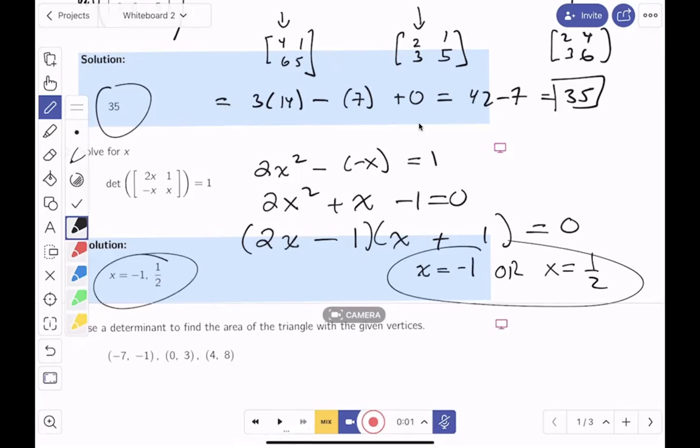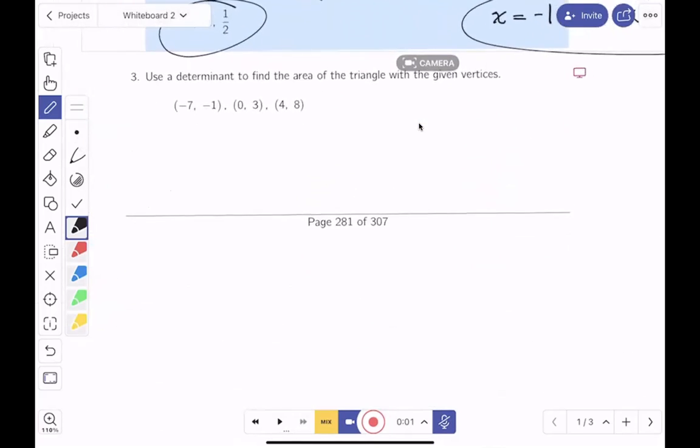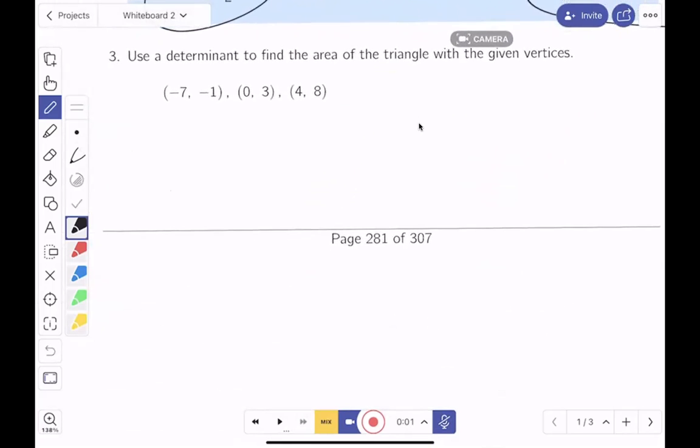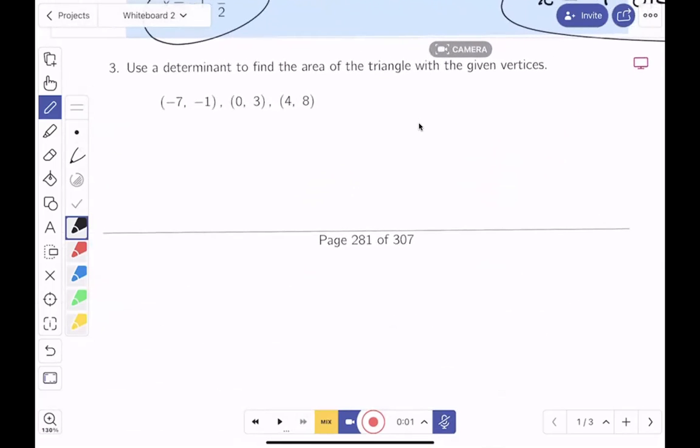Check your answers, and you're seeing it. All right, so minus 1 and 1/2. All right, let's go to the next question. And again, the next question says use determinants to find the area of the triangle with the given vertices.